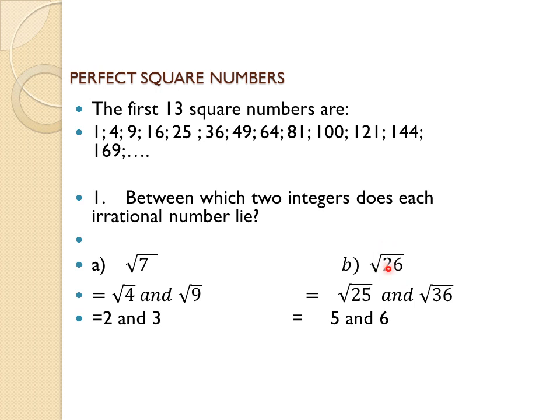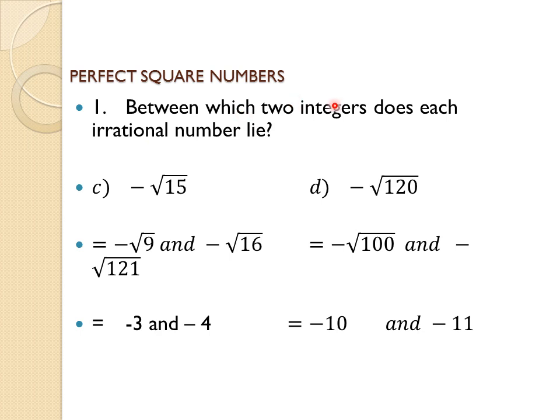For B, square root 26. You see 26 falls between 25 and 36. It's not a perfect square. Therefore, the square root of that would be irrational. 25 is less than 26 and 36 is more than that, the two perfect squares. So square root 26 lies between square root 25 and square root 36. Square root 25 is 5 and square root 36 is 6. So in short, if I had square root 26, my answer would be between 5 and 6, 5 comma something. Let's go to the next problem.